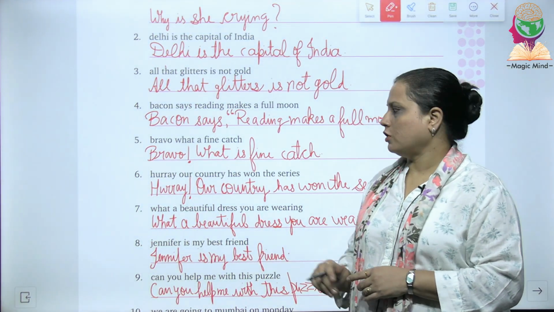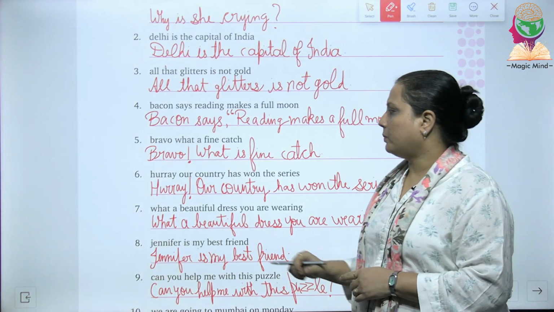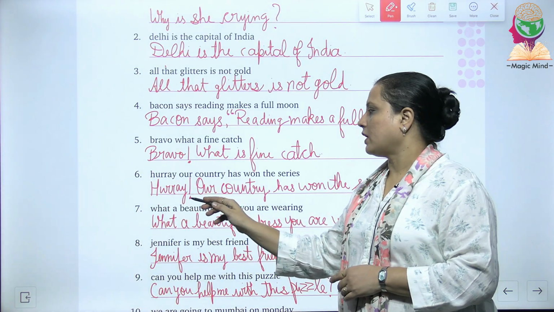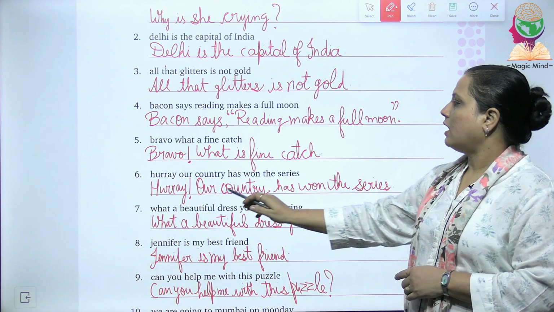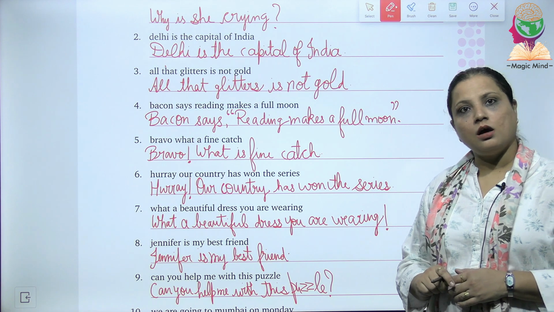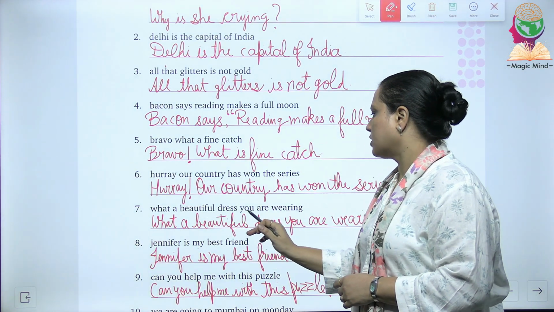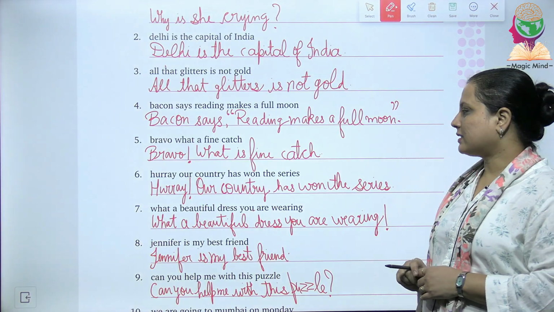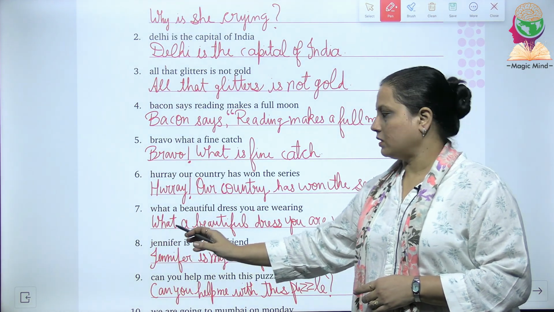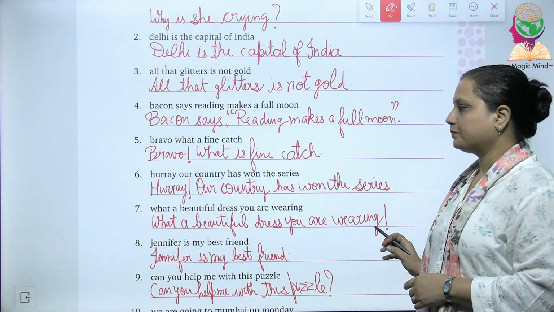Similarly, in the sixth question, "Hurrah, our country has won the series." Hurrah will be written with the H in capital letters, then an exclamation mark, then again O will be written in capitals, and at the end we will put a full stop. Seventh statement, "What a beautiful dress you are wearing," and it's an exclamatory sentence. So we will write W as capital, and at the last we will put an exclamation mark.